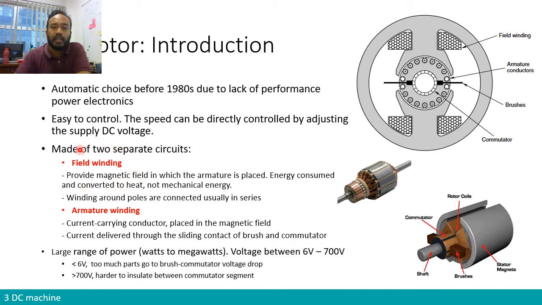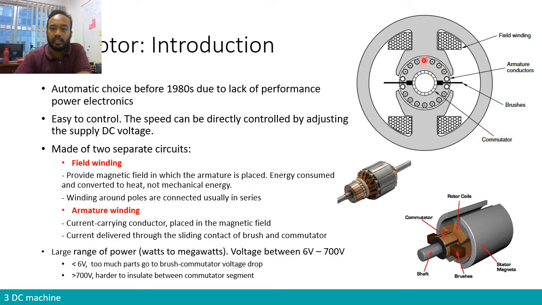The first one is what we call the field winding. If you look at the schematic diagram of this machine over here, the field winding is the winding that is situated on what we call the stator. So you have the outer part, which is static, which is usually connected to the ground. On this part, we have a winding that goes around what we call the stator core. This winding we call the field winding. So what does the field winding do? It provides the magnetic field inside the machine, in which the armature is placed.